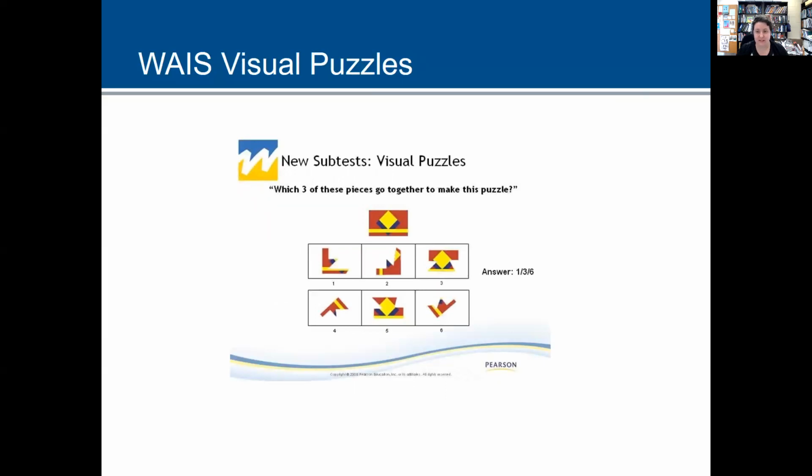Visual puzzles is one of the newer subtests for the WAIS-4, which is the current version and which came out, I believe, in 2009. So it's about 10 years old at the time I'm making this video.